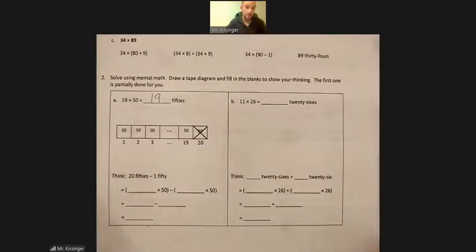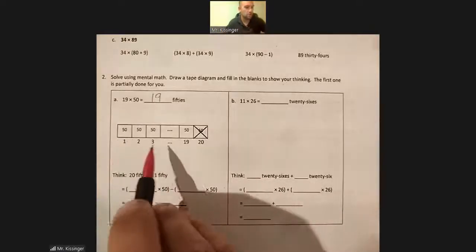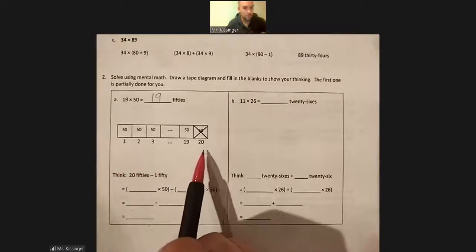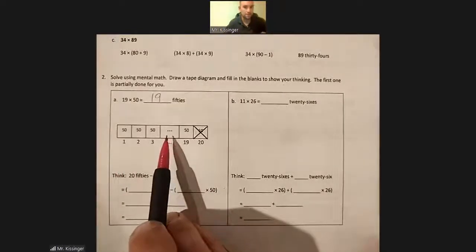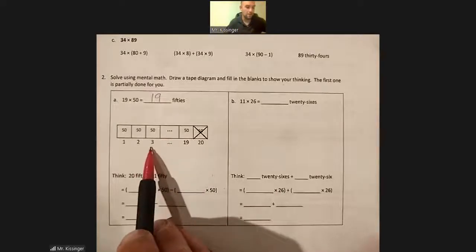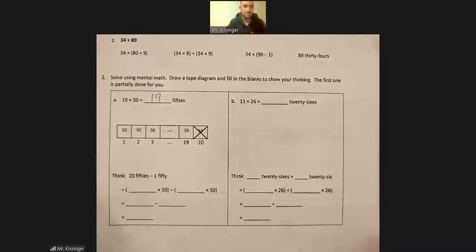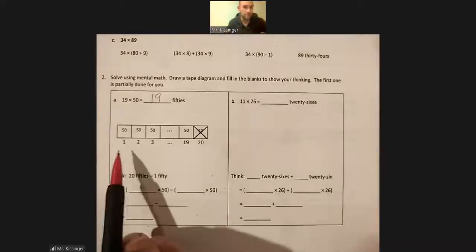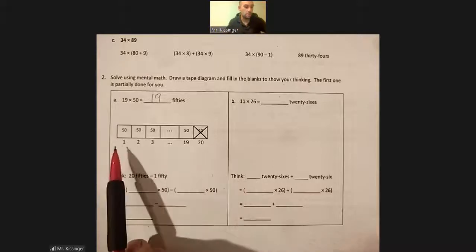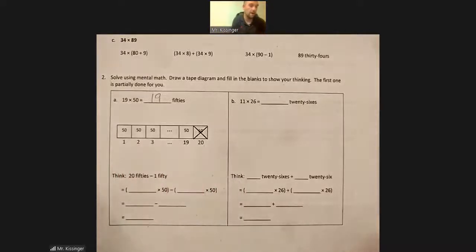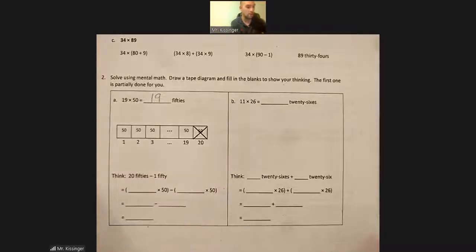So we look at our tape diagram that's already drawn for us here. It says 50 inside of each one of these rectangles, and there are 20 of them altogether. These 3 dots are called an ellipse. That lets you know that in between 3 and 19, there's 4, 5, 6, all the way to 18, and then we have 19 and 20 to show us where our tape diagram ends. So this is a really long tape here. There's 20 little squares in there that are each 50. So it says think 20 50s minus 1 50. So we have 19 50s, and then the 20th is what we're subtracting.